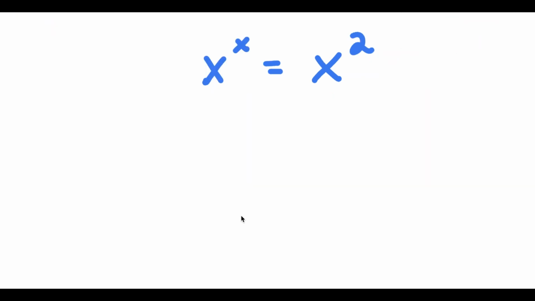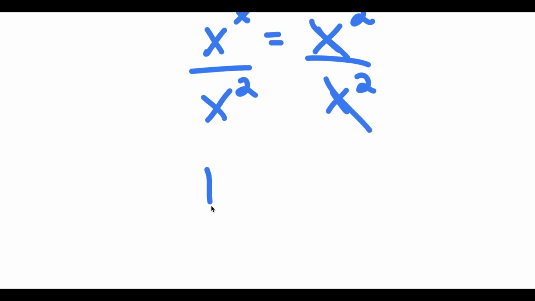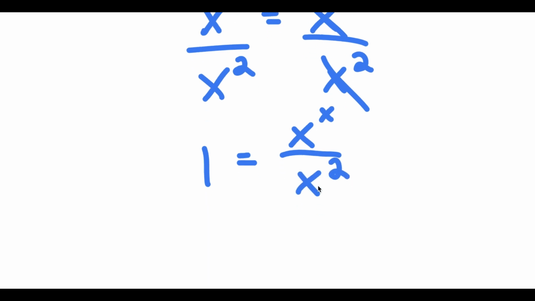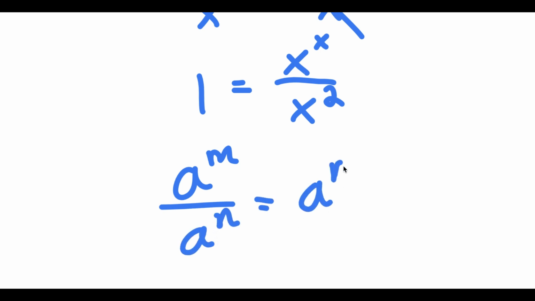Alright, so in this problem, I have x to the power of x is equal to x to the power of 2. So to solve this, I'm going to divide both sides by x to the power of 2. So then these two cancel out, and I have 1 is equal to x to the power of x over x to the power of 2. Now if I have something of the form a to the power of m over a to the power of n, this is equal to a to the power of m minus n. So x to the power of x over x to the power of 2, this is going to equal x to the power of x minus 2.